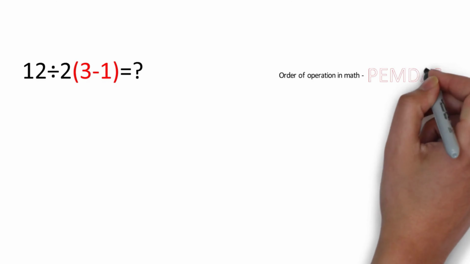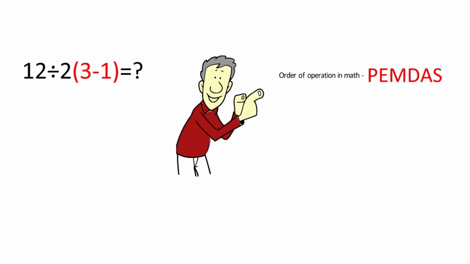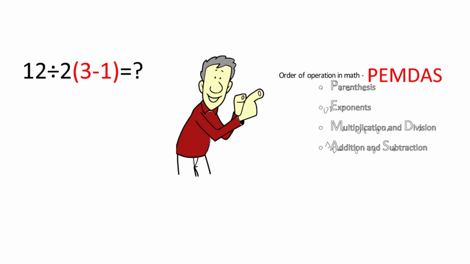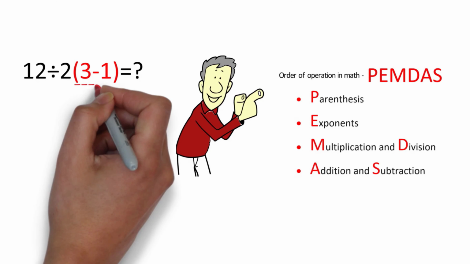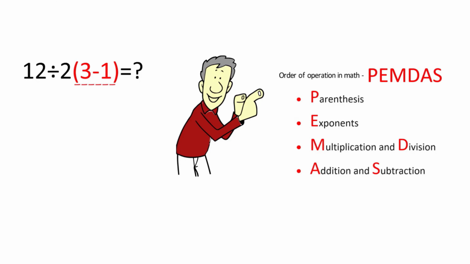The order of operations in math tells us that the first expression we need to solve is in parentheses. We first need to calculate 3 minus 1, and obviously the answer is 2. The big question is, what do we do next?